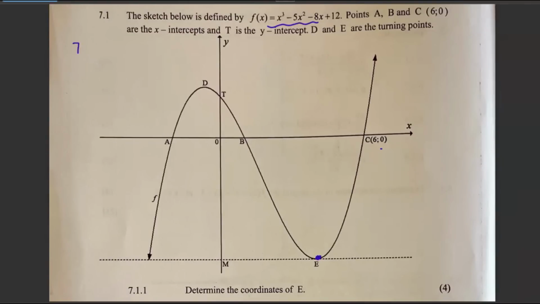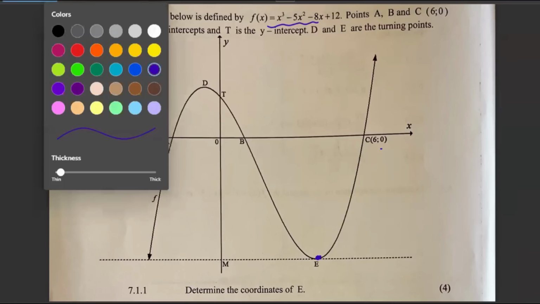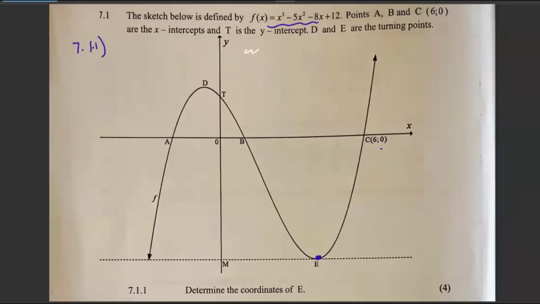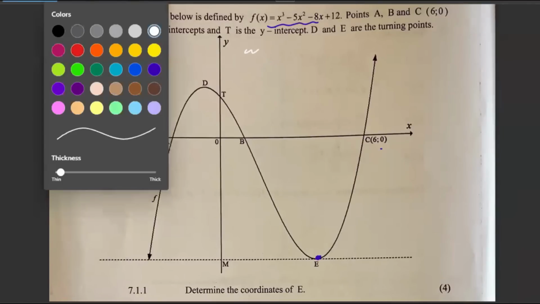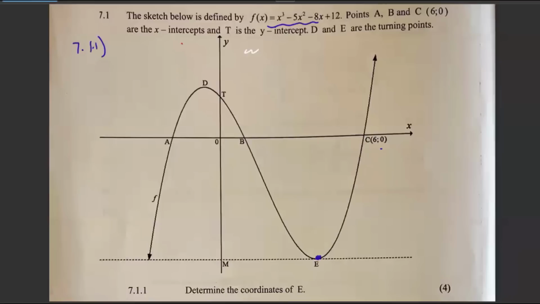For us to get the turning point of any cubic function, we must look for the, what do you call it, the first derivative. Which color will I use? Let me use red, it's fine. So the first derivative is going to be 3x squared minus 10x minus 8 is equal to 0, because the gradient at a turning point is 0. Then we need to factor this out, 3x and x. For us to get 8, we can use 4 and 2.